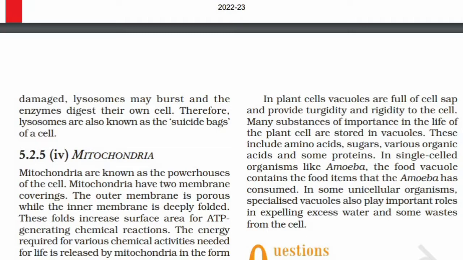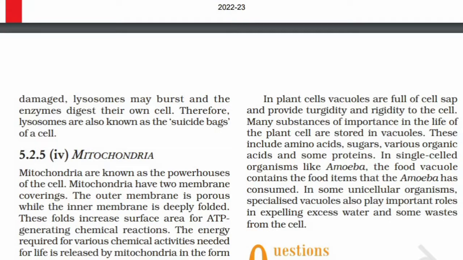Many substances of importance in the life of the plant cell are stored in vacuoles. These include amino acids, sugars, various organic acids and some proteins. So what are these four things stored in the vacuoles? Amino acids, sugars, various organic acids and some proteins.